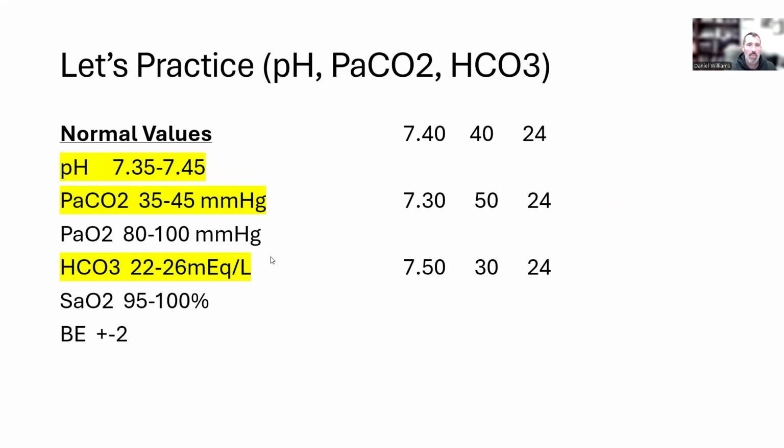So I have brought back the normal values. pH is 7.35 to 7.45. I'm repetitive because it's important. You need to know those. PaCO2 is 35 to 45 millimeters of mercury. PaO2 is 80 to 100 millimeters of mercury. The bicarb is 22 to 26 milliequivalents per liter. SaO2 is 95 to 100%. And our base excess is plus or minus 2. So that can be a positive number or a negative number. And we'll talk more about that a little bit later on as well.